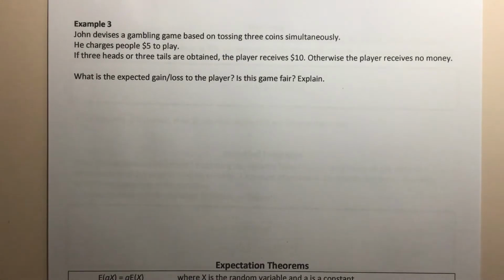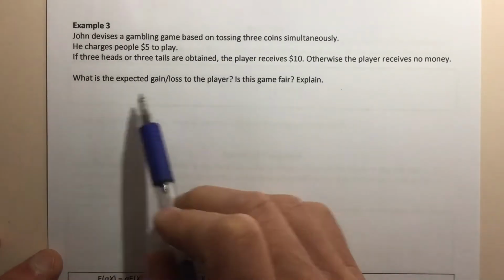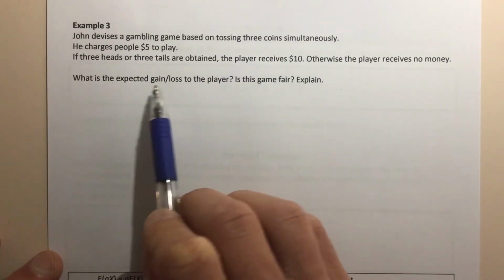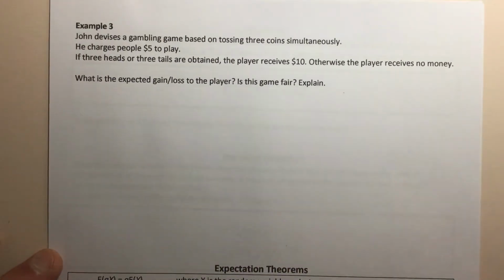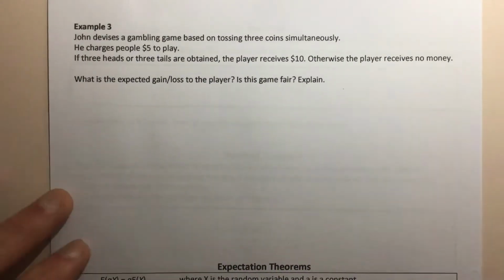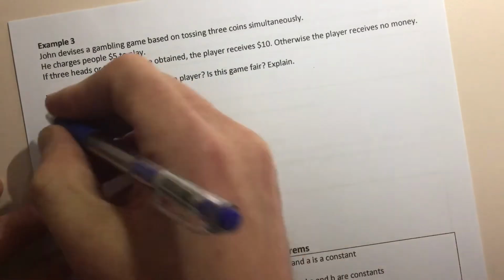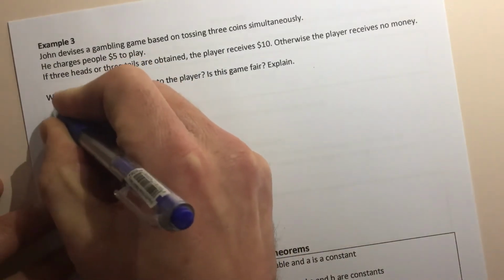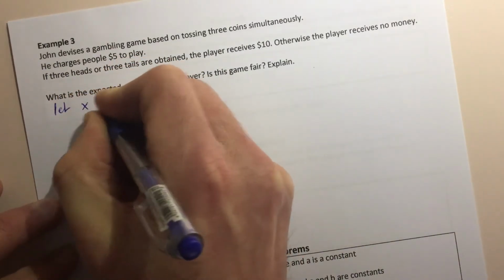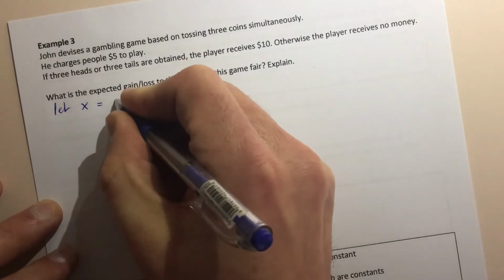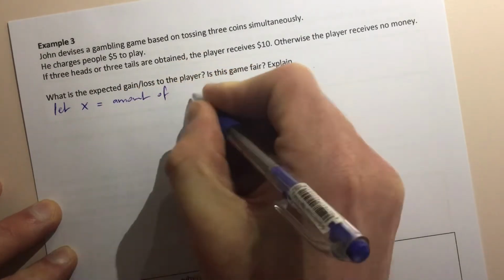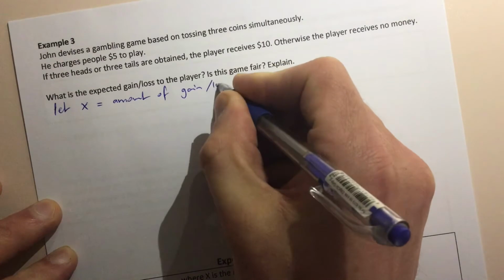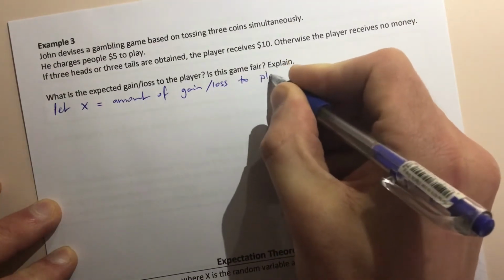Okay, so what we might do here, if we want to find the expected value, in this case the expected gain or loss, it'd be good to set up a table with the outcomes and their probabilities. So let's try to do that. So let's say, what are the outcomes? Let x equal amount of gain or loss to the player.